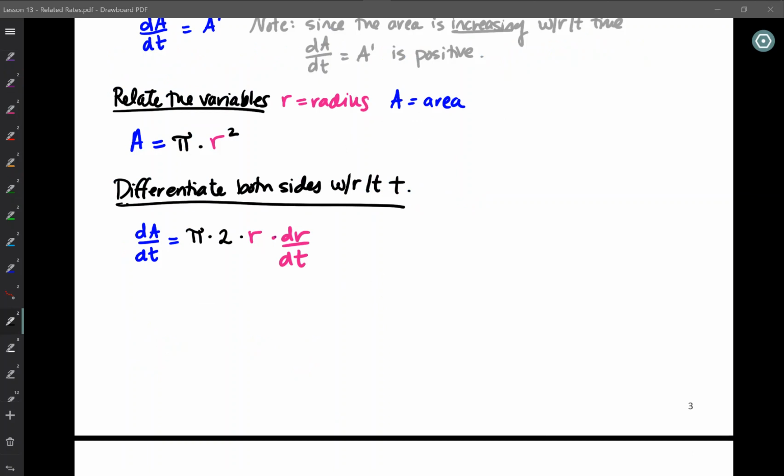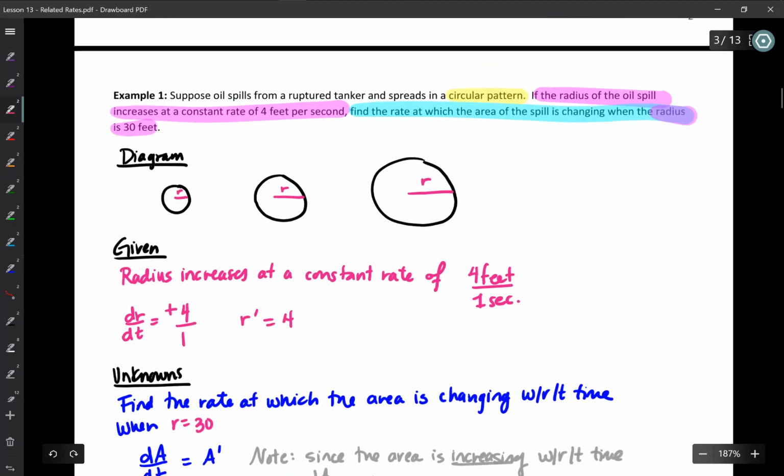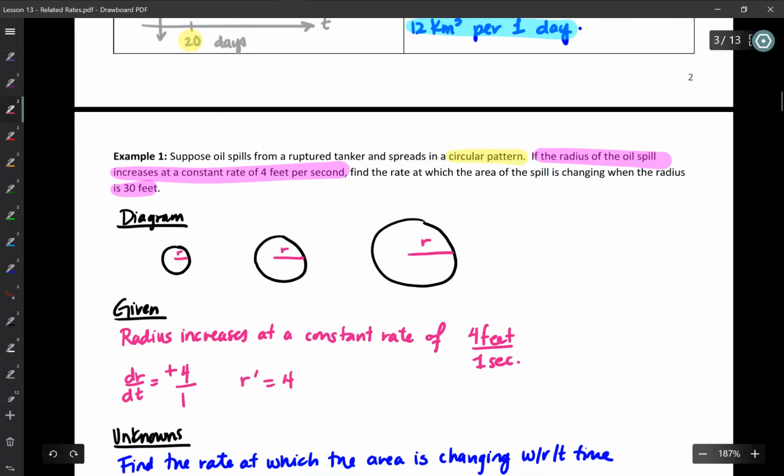Okay, now we need to go ahead and plug in what we know and solve for dA dt, or A prime if you prefer. That's what we've been asked to find. What's the rate at which the area changes with respect to time? At a particular moment in time, what moment in time? When the radius is 30 feet. When the radius is 30 feet.